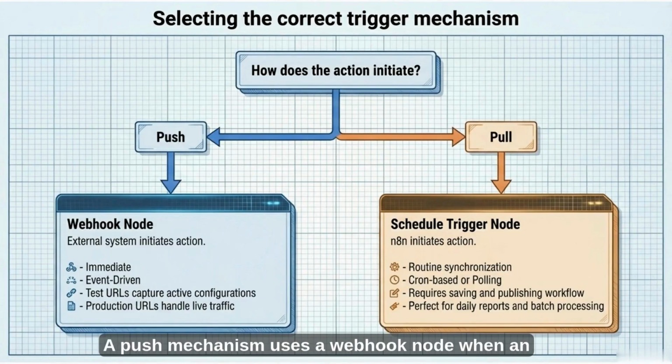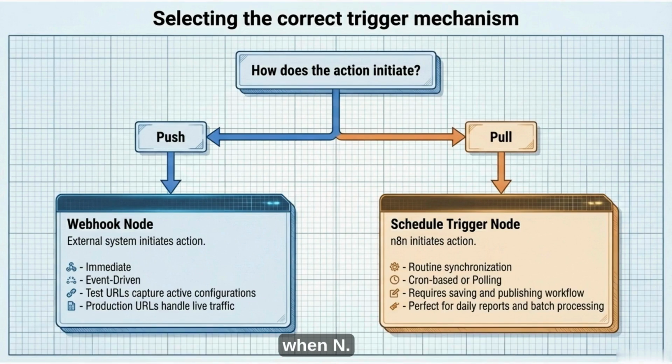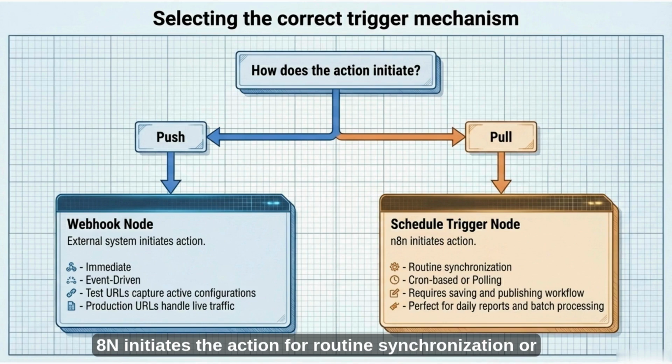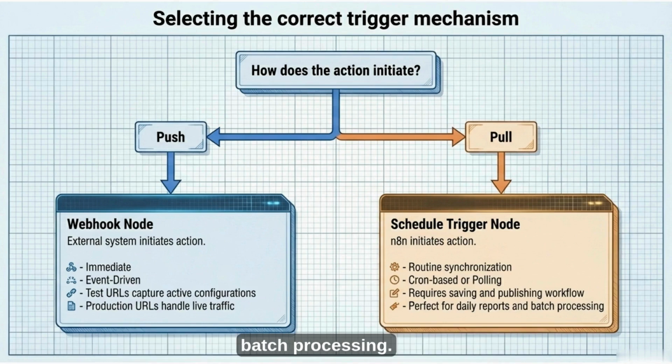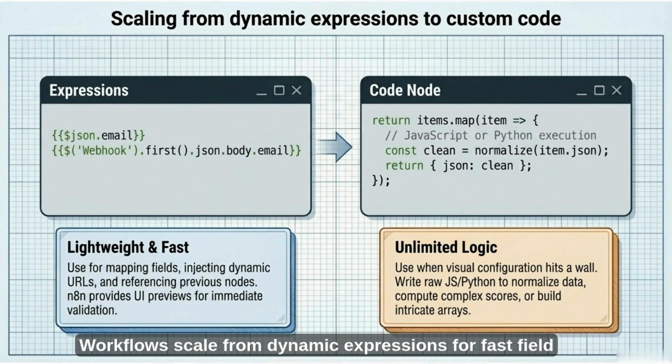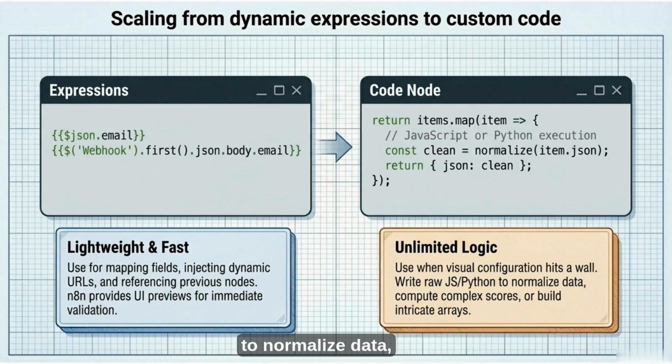A push mechanism uses a webhook node when an external system initiates action, while a pull mechanism uses a scheduled trigger node when n8n initiates the action for routine synchronization or batch processing. Workflows scale from dynamic expressions for fast field mapping and referencing to custom code for unlimited logic. The code node allows you to write raw JavaScript or Python to normalize data, compute scores, or build intricate arrays.